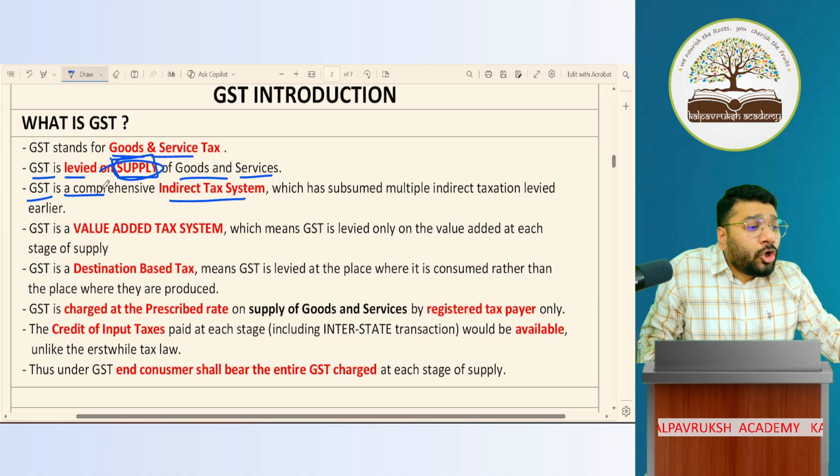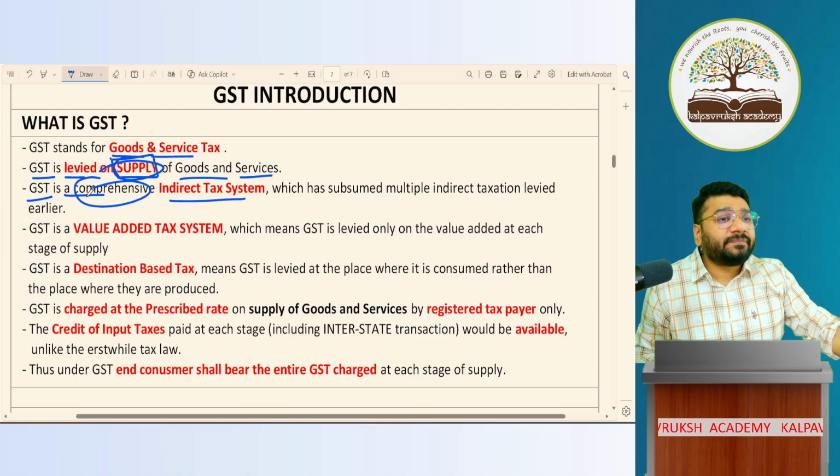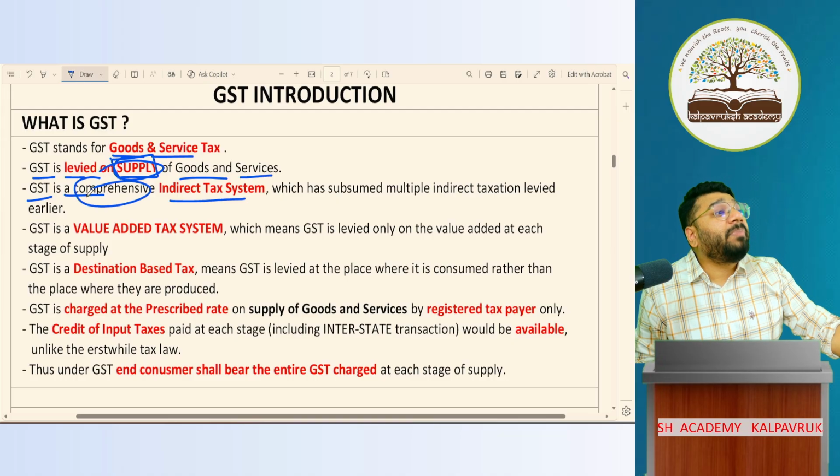GST is comprehensive. What is the meaning of comprehensive?